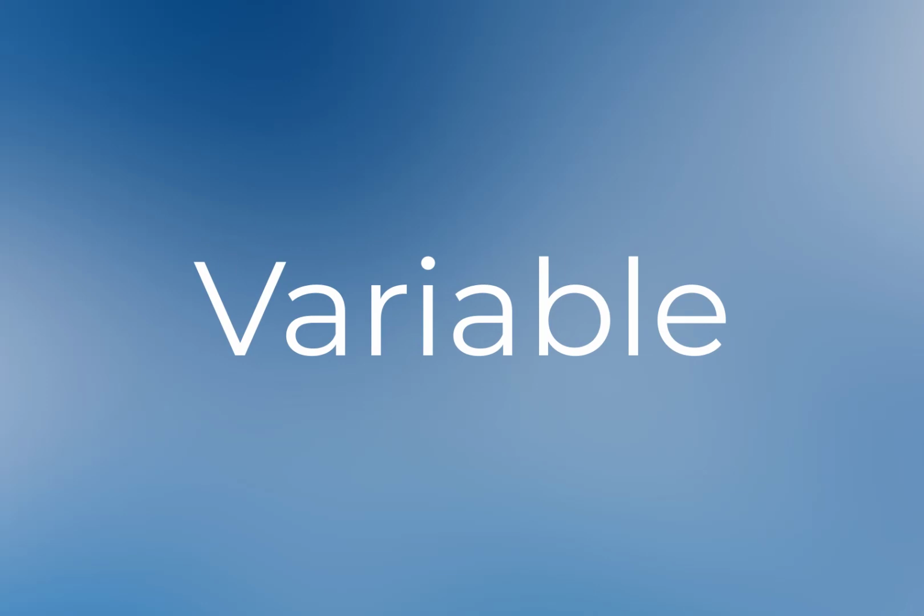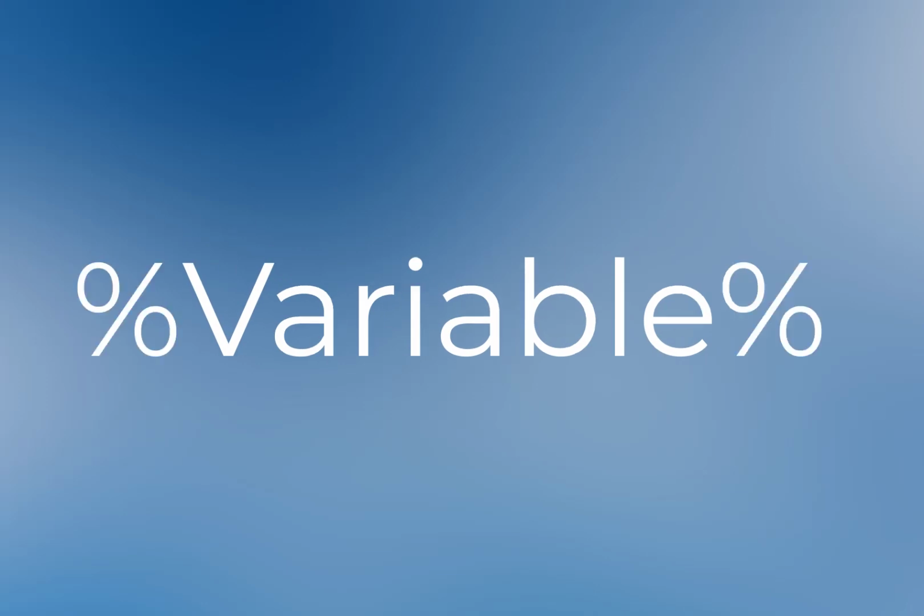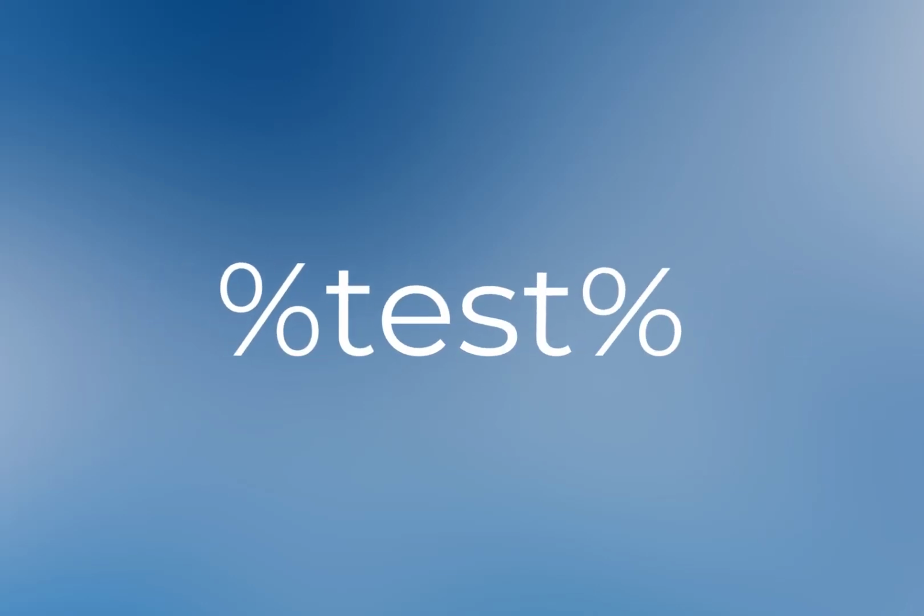To distinguish variables from other text components, we need to use a specific notation. In BPMN-RPA, variables must always start and end with a %. For example, if you want to create a variable called test, then the variable will look like %test%.